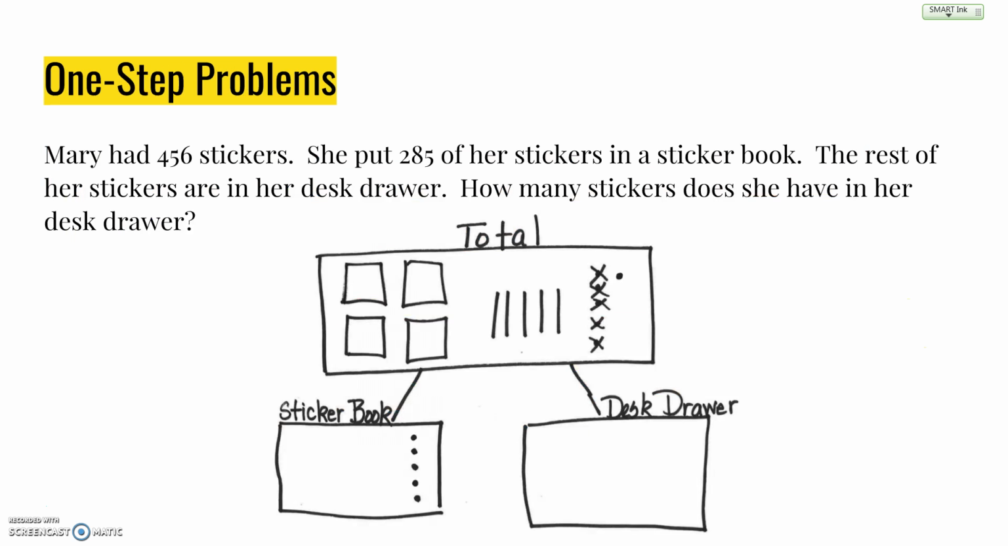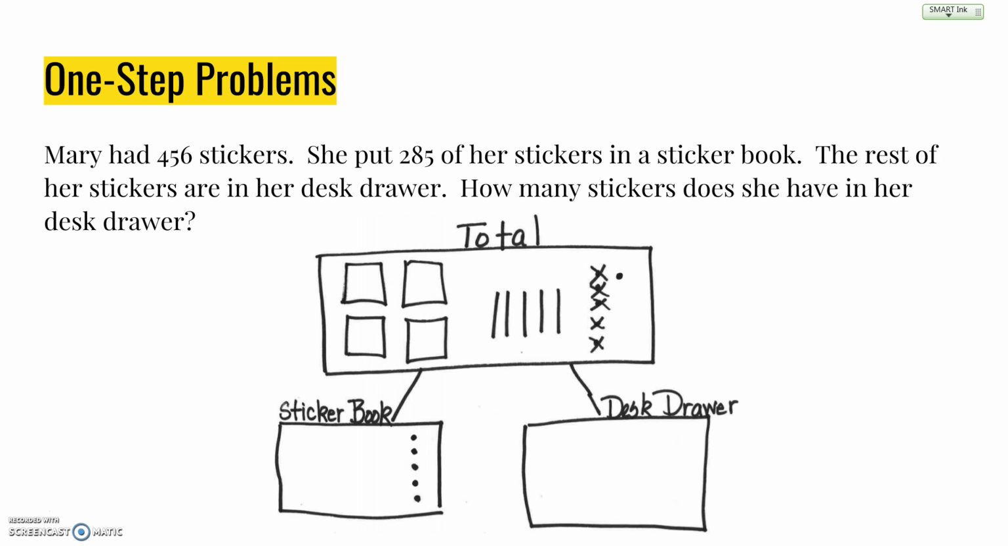So here's an example of a 1-step problem. Mary had 456 stickers. She put 285 of her stickers in a sticker book. The rest of her stickers are in her desk drawer. How many stickers does she have in her desk drawer? And so what I'm using here is a part-whole model, sometimes also called a number bond model.